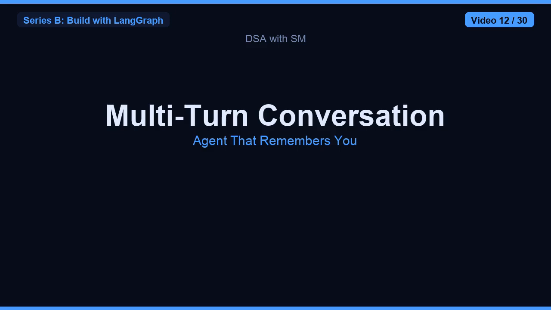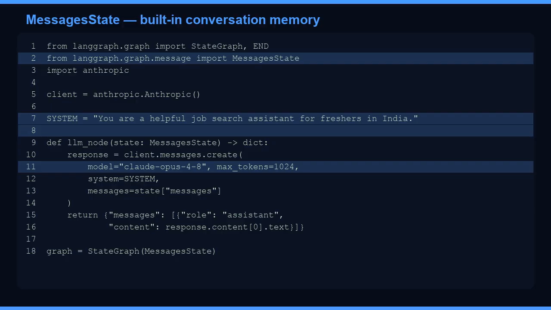In the last video, our agent answered one question and stopped. Real agents need to hold a conversation. Remember what was said before. LangGraph makes this trivially easy with MessagesState. MessagesState is a pre-built state class that manages your conversation history. You don't need to define the TypedDict yourself, just import it.